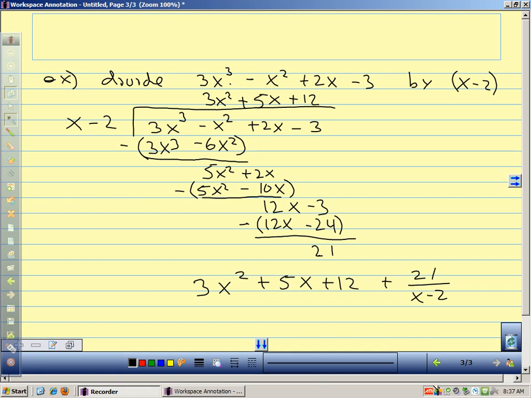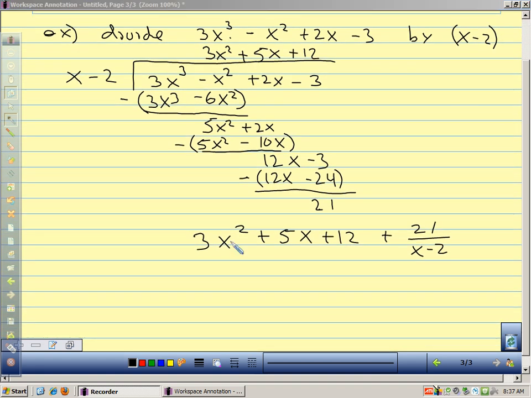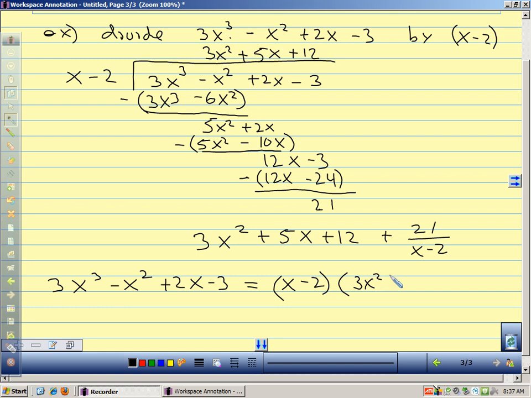And if I rewrote this the second way we wrote it in our division algorithm, I could say that 3x cubed minus x squared plus 2x minus 3 equals x minus 2 times 3x squared plus 5x plus 12 plus 21. That's the second way we wrote it in our division algorithm.